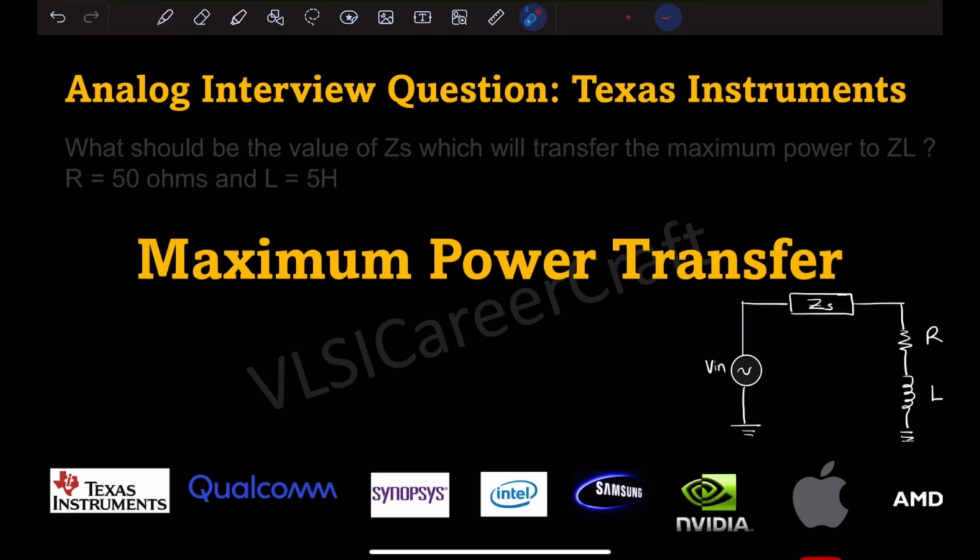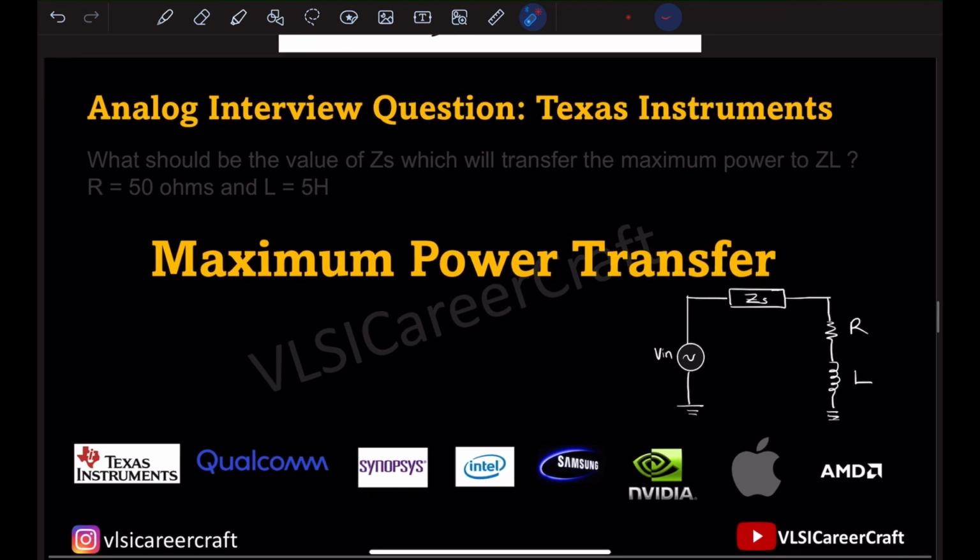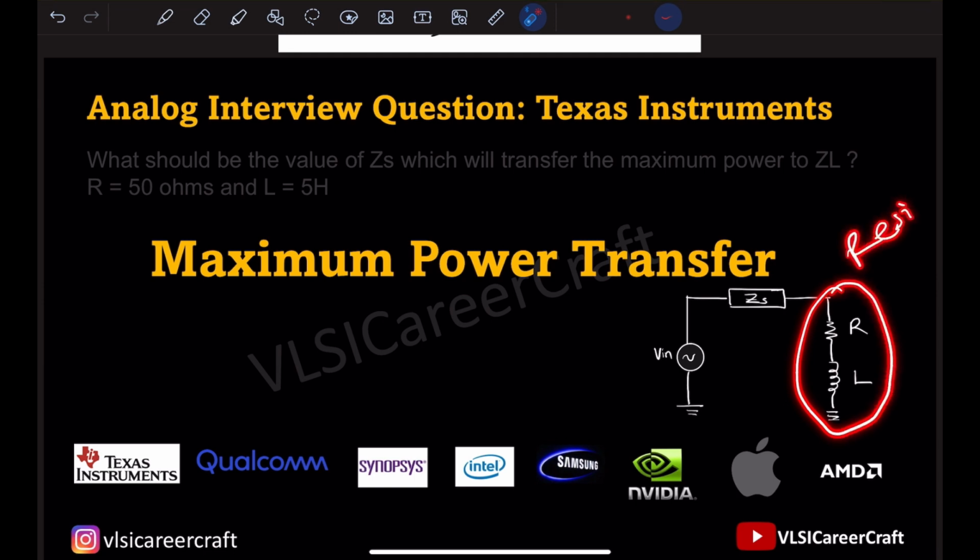Today let's solve an interview question that was asked by Texas Instruments, and the concept is on maximum power transfer theorem. Here, when we look into the question, the load impedance is a reactive impedance, which has a resistor and an inductor. In a simple case where the load is purely resistive, the maximum power to be transferred from the source to the load can happen ideally when the source resistance is 0 ohms.